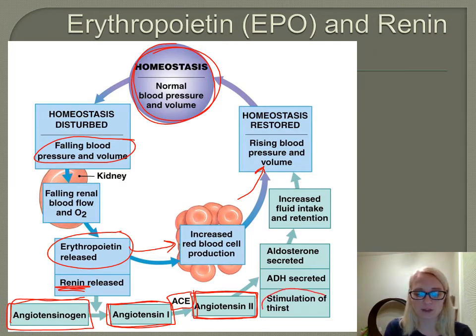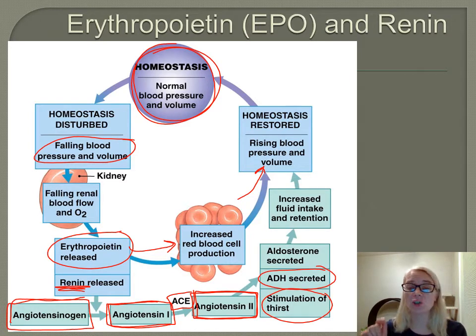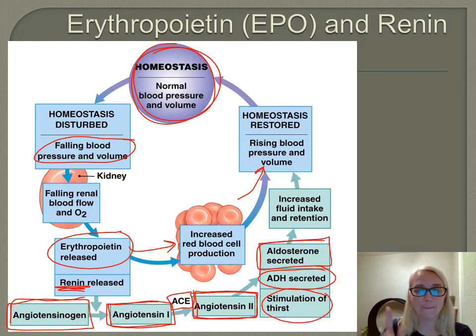1, it makes you thirsty. 2, it triggers the release of ADH. So not only is ADH neurally stimulated by the hypothalamus, but it is also hormonally stimulated by angiotensin 2. And aldosterone is secreted. Okay. So remember, we talked about aldosterone, adrenal cortex, sodium and water regulation. It was humorally stimulated by watching the blood volume and sodium and potassium levels. It is also humorally stimulated by angiotensin 2, triggering the release.